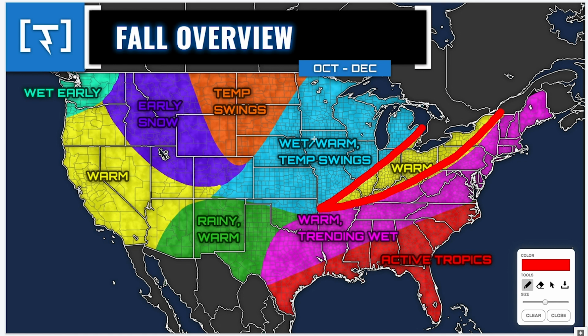But that'll change in the winter. If you haven't seen my winter forecast, check it out. It's a lot more exciting. And then we've got the central U.S. here, wet and warm with temperature swings. Temperature swings in the northern U.S. as well. And so I think above average precipitation in this area and warmer conditions. For the most part, warm across the United States this fall.